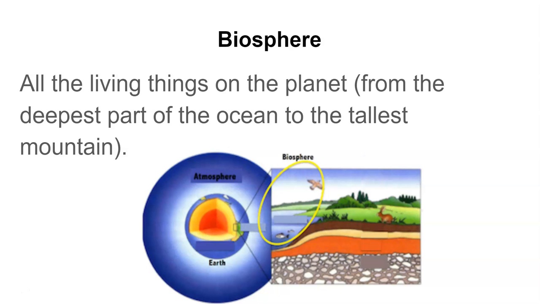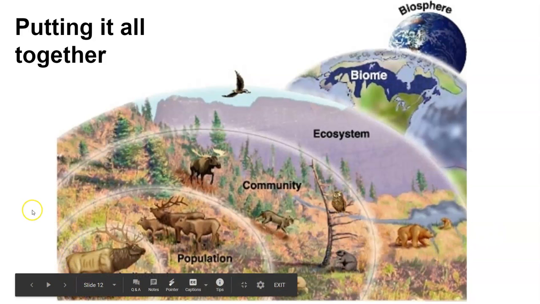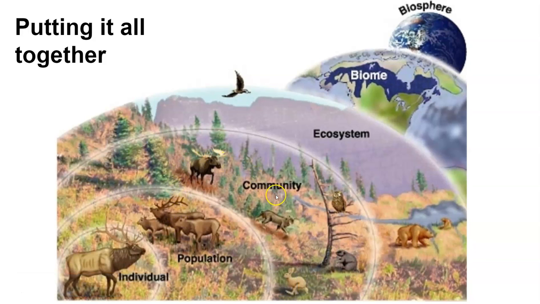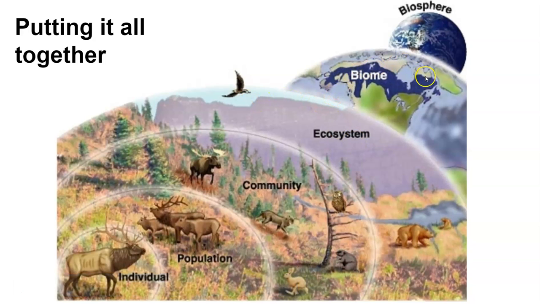You don't have to write this next part down, but if we were to put it all together, it would look something like this. So we've got our individual elk, and then we've got our population of elk. We add in the moose and the bobcat and the owl, and we've got a community with the trees and the grass. We add in this lake and river and the mountains. We've got an ecosystem, and the air and the clouds, and then we talk about all the living things in the forest. This is the taiga right here. That's the area we're talking about. That's the biome, and then we add in the biosphere.